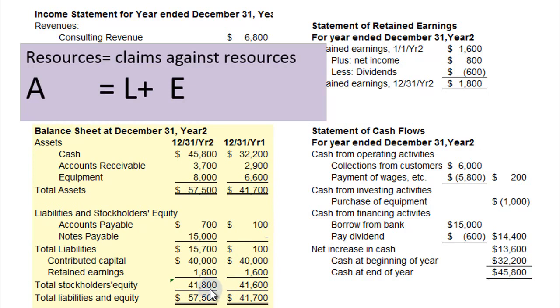This number, $41,800 at the end of year 2, is total shareholders' equity. It's the sum of these two different types of equity. It is also often referred to as the book value of the company because it's assets minus liabilities. It's the leftover book value of the company.